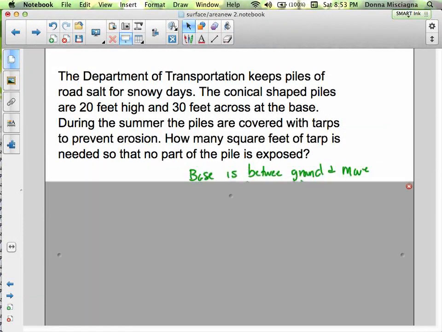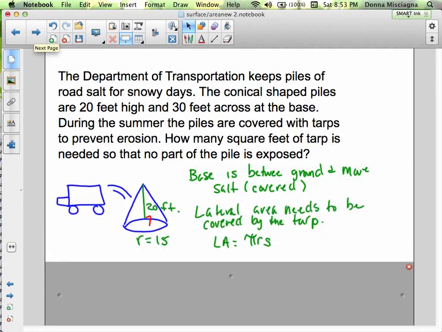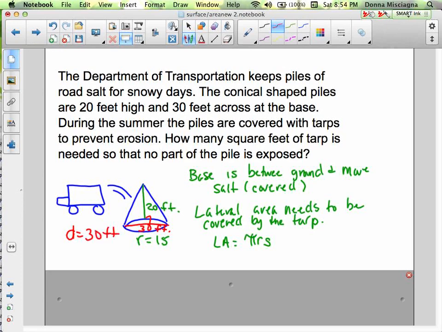So here's a picture for your notes and some information for you. Sometimes we have to really think about our problem, right? This is 30 feet. All right, so here's the truck. It's dumping the salt, and it makes a cone. And that cone is 30 feet across at the base. So if it's 30 feet across, that's the diameter. So the diameter is 30 feet. The radius is going to be half that. So the radius is 15 feet.